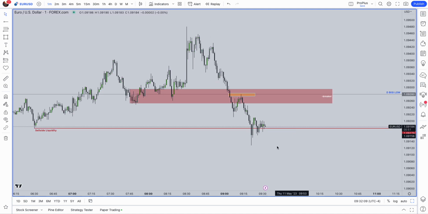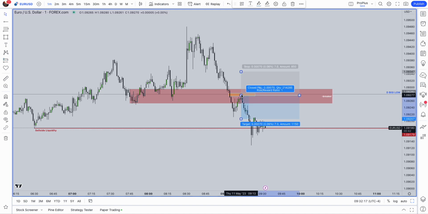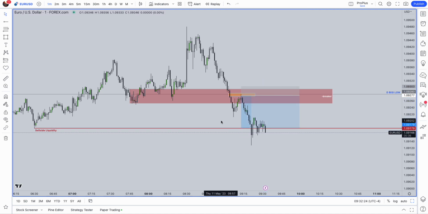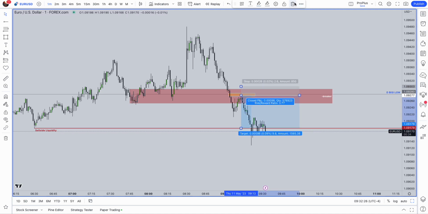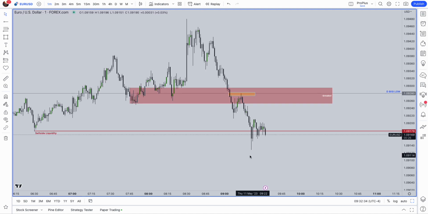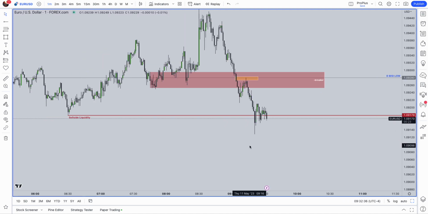I found the draw on liquidity, and then my entry was from this fair value gap, breaker block, and it also lined up with a BISI low. So yeah, a nice risk to reward, I'd say about 3.5 to 1. Nice trade entry, nice setup, and I'd have been in and out of the trade in about 15 minutes, and that's why I like those sort of low resistance trades.